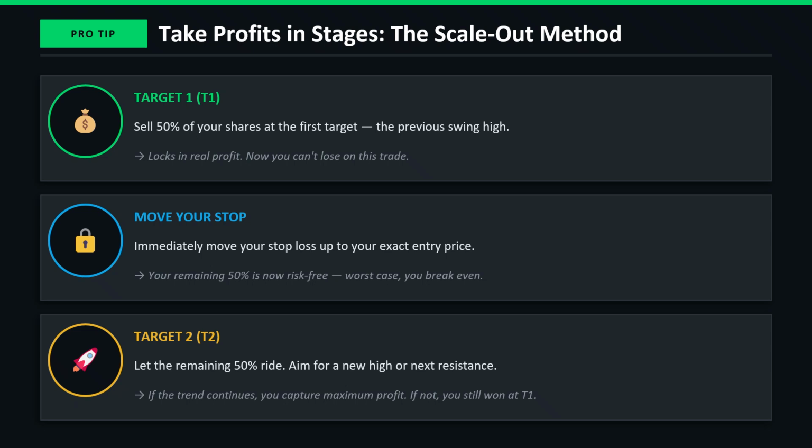The trade is now a success. Next, immediately move your stop loss up to your exact entry price. Your remaining 50% of shares is now risk-free. The worst-case scenario is that you break even on that portion.